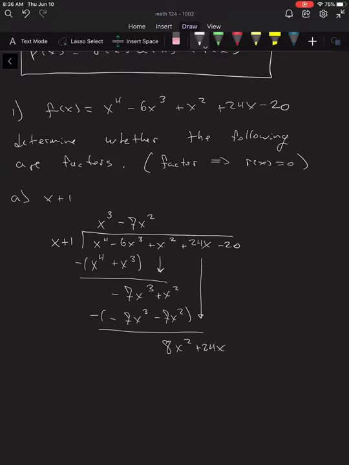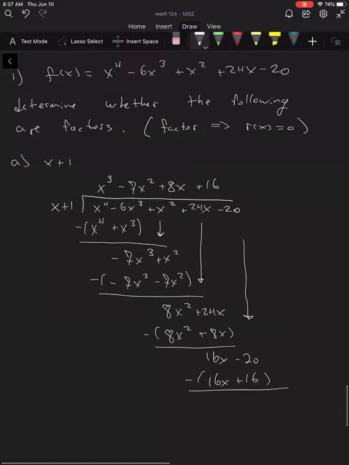And then do that same step again. What do we have to multiply x by to turn it into 8x squared? That's just going to be 8x. And then we do the multiplication. 8x times x is 8x squared. 8x times 1 is 8x. Subtract. That's going to be 16x. Bring down the minus 20. What do we have to multiply x by to turn it into 16x? That's just going to be 16. So what we have is 16x plus 16. Subtract these. Then we get 0, and then minus 20 minus the 16, so minus 36.